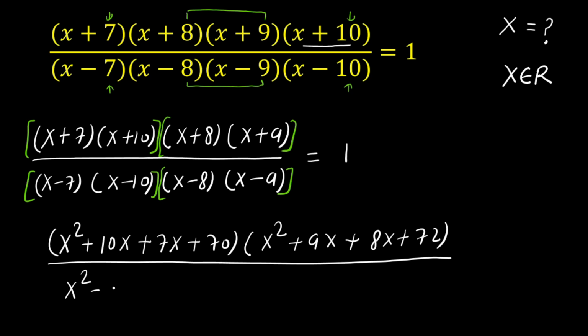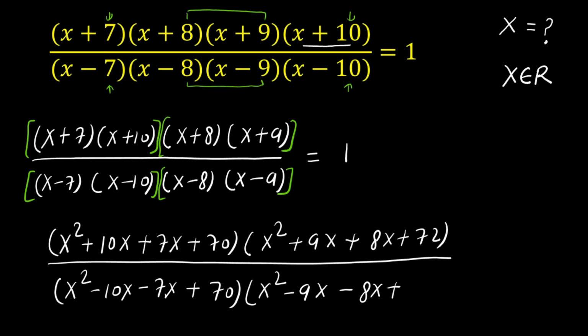Minus 7 multiplied by x minus 10 gives minus 7x, and minus 7 multiplied by minus 10 gives plus 70. Then x multiplied by x-9 gives x square minus 9x, and minus 8 multiplied by x-9 gives minus 8x plus 72, and this is equal to 1.